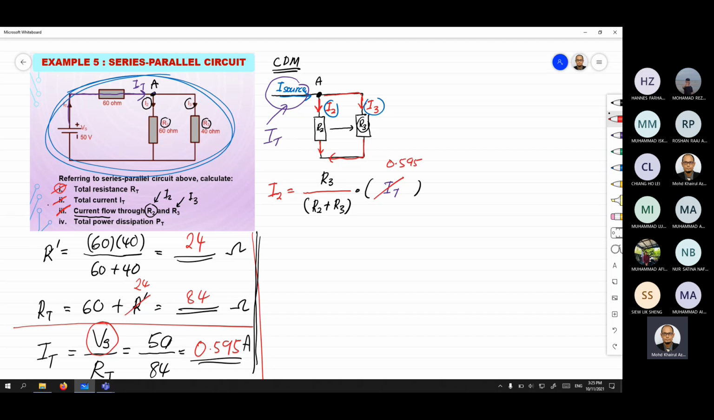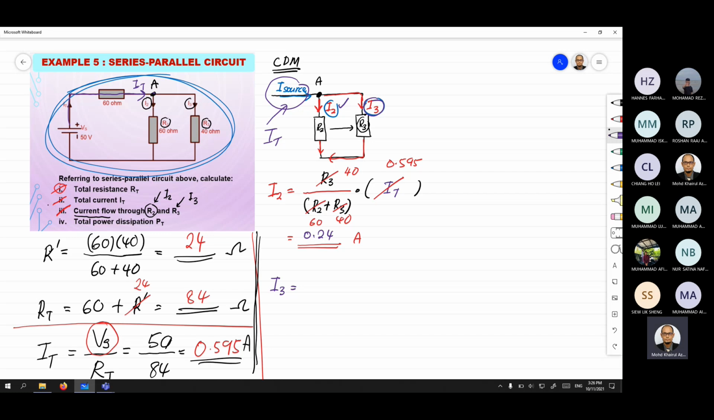So, I total, which is equal to 0.595. Okay, alang-alang tu carilah berapa nilai I2. Tolong kira. 0.24. 0.24 ampere. Dan I total ini dah tahu dah. So nak cari I3 macam mana?